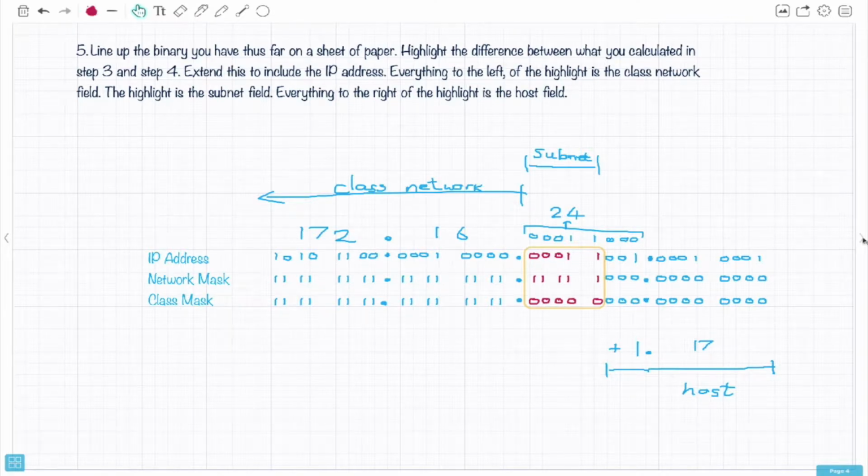Now, as before, line up the binary we've got thus far on a sheet of paper. Write down the IP address, the network mask, and the class mask. Look at where the network mask and the class mask differ. Highlight it. Here, I've surrounded it with a yellow box, and I've converted it into red. Everything to the left of this highlight is the network, the class network. What's highlighted is the subnet. Everything to the right is the host field.